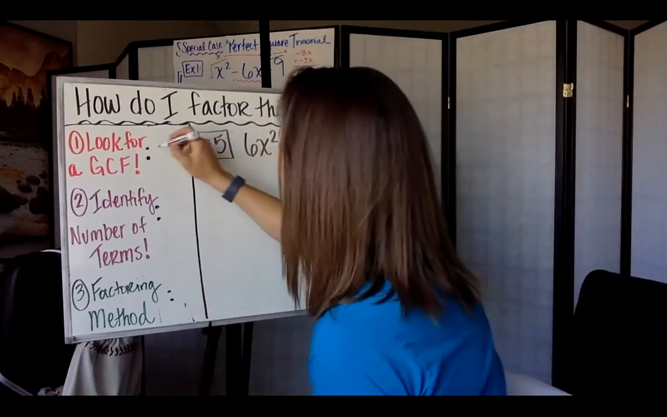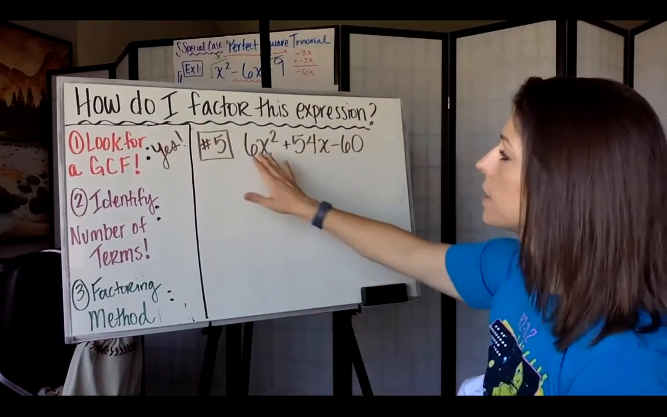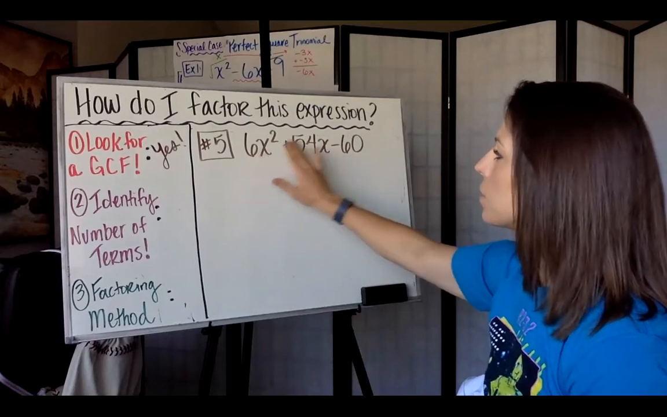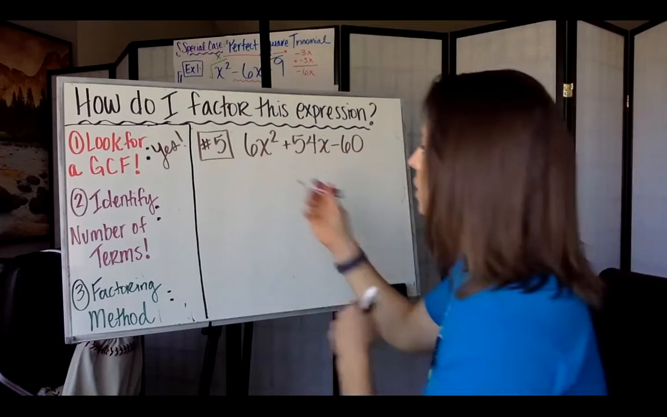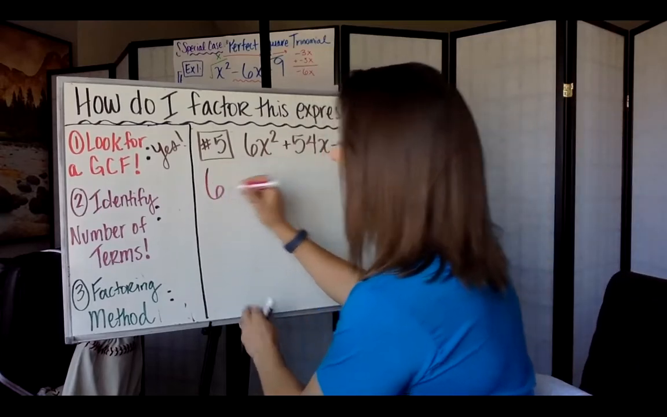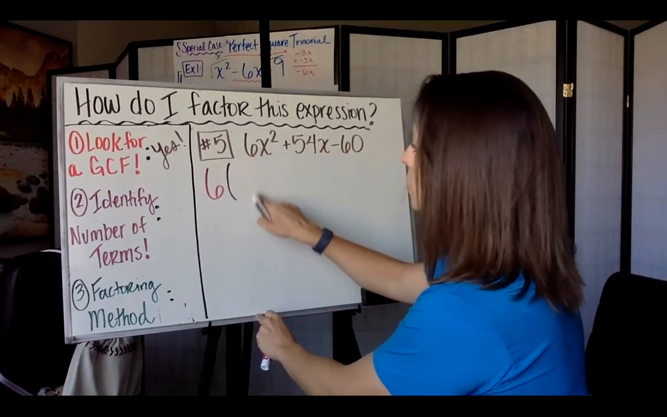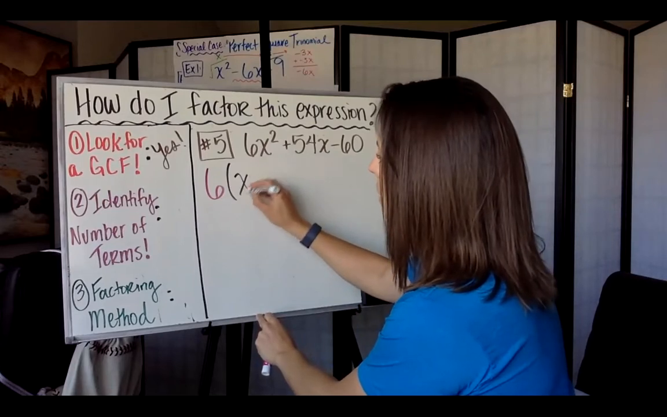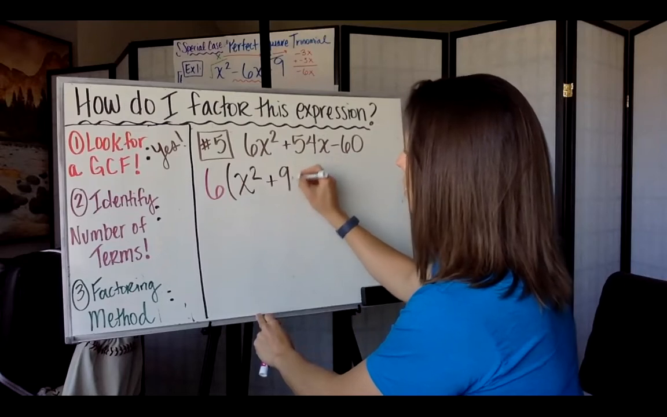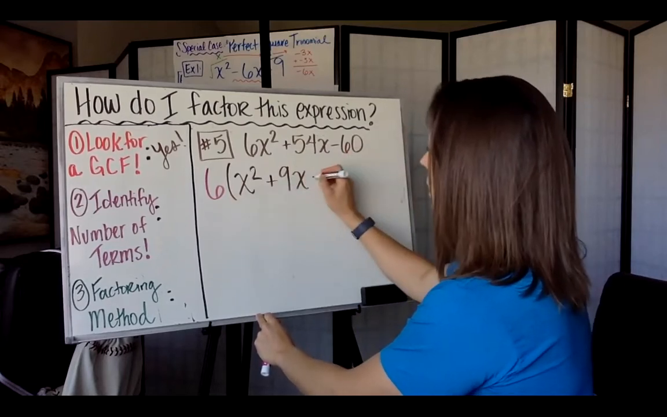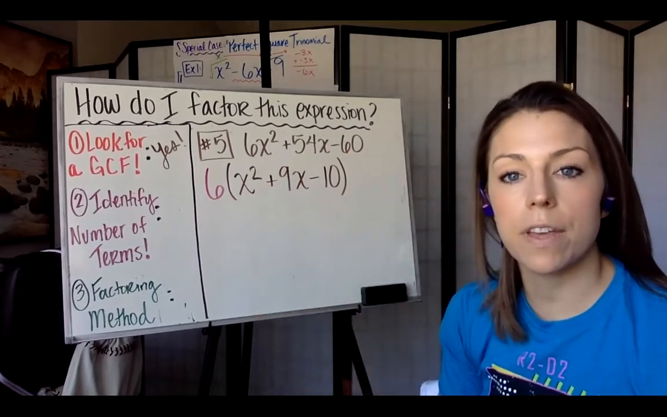So in this case, yes, we have a GCF. And the GCF in this case is just going to be 6, because even though the first and the second term have an x, the last term does not. So for this, we're going to factor out 6 first, and what is that going to leave us with? Well, let's see. 6 times what is 6x squared? That's x squared. 6 times what is 54x? That's 9x. And 6 times what is 60? That's 10. So step 1 complete. We found the GCF. It was 6.